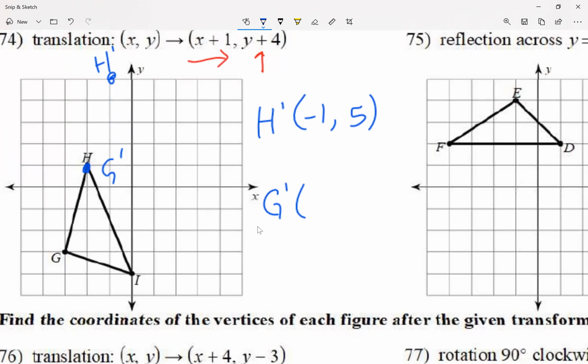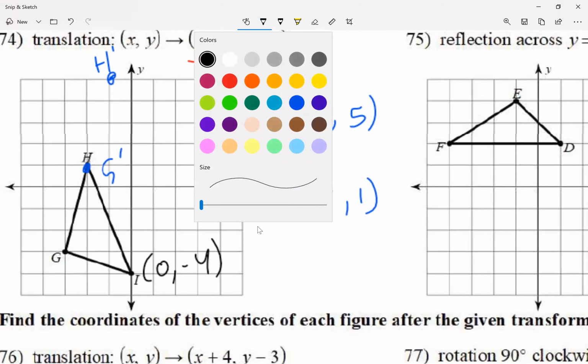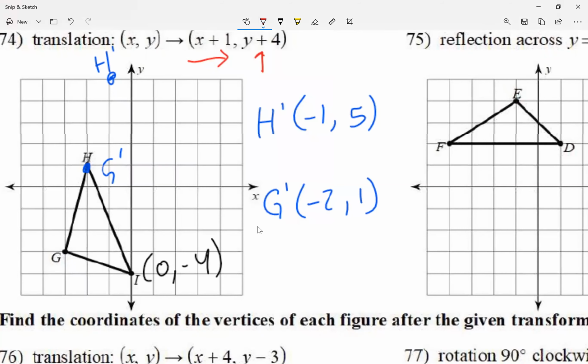Now, G prime is what? -2, +1. Now, for my point I, I can do it again. I can do 1 to the right, 4 up, or I can do something else. For right now, the coordinates of I are 0, -4. What I'm going to do is add 1 to the x, and add 4 to the y.